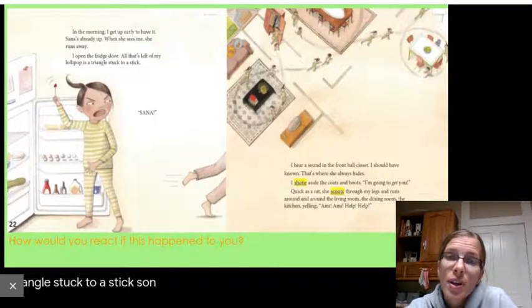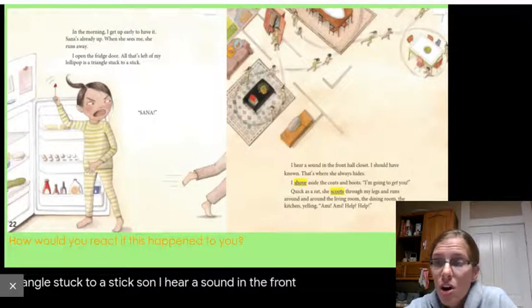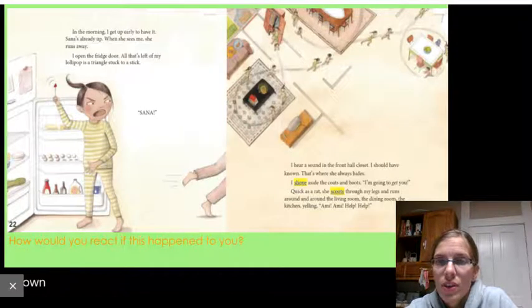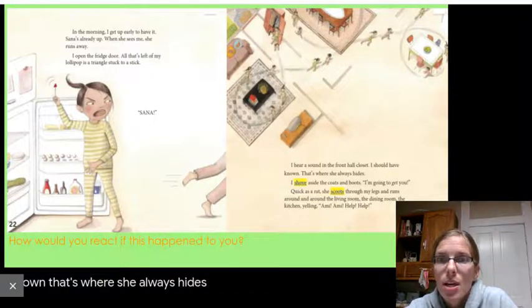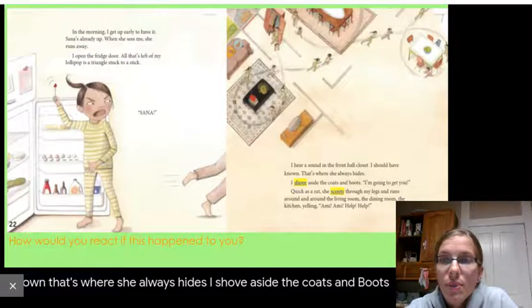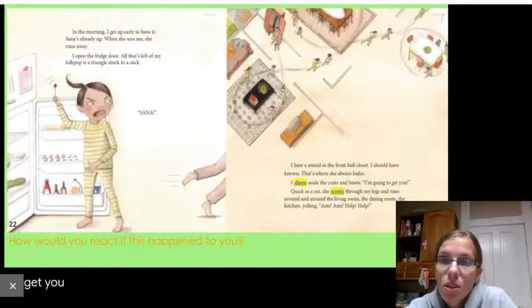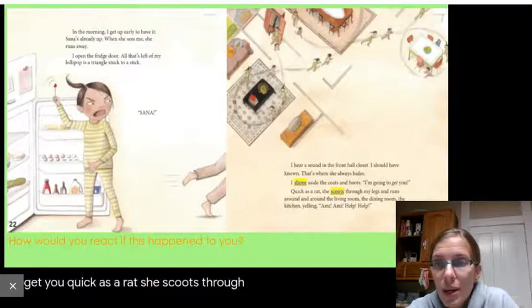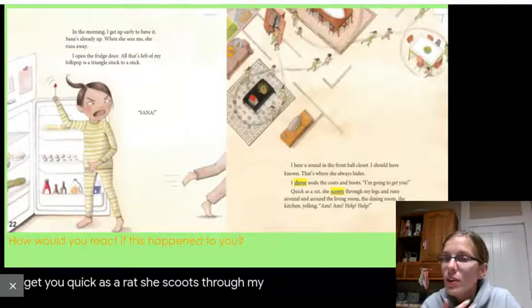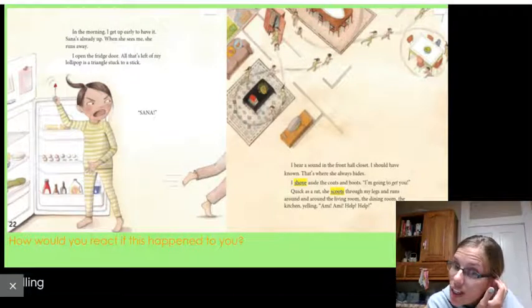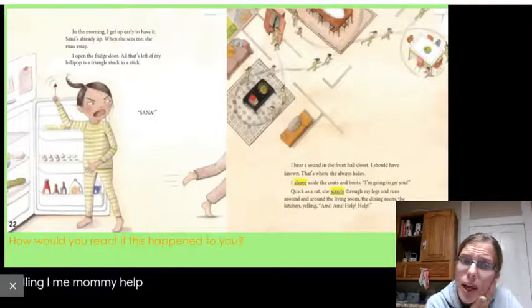Sana! I hear a sound in the front hall closet. I should have known that's where she always hides. I shove aside the coats and boots. I'm going to get you. Quick as a rat, she scoots through my legs and runs around and around the living room, the dining room, the kitchen, yelling, Ami, Ami, help, help.